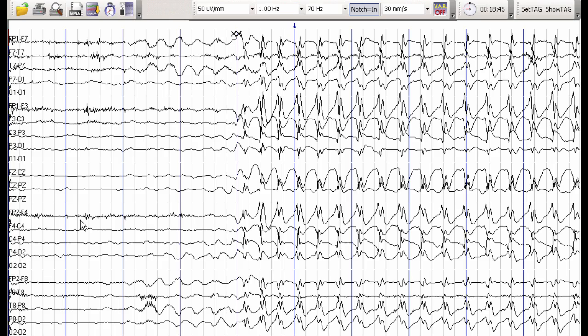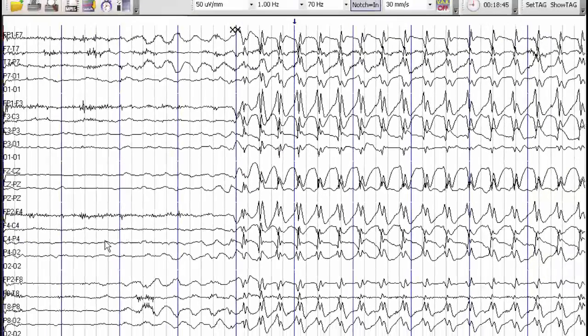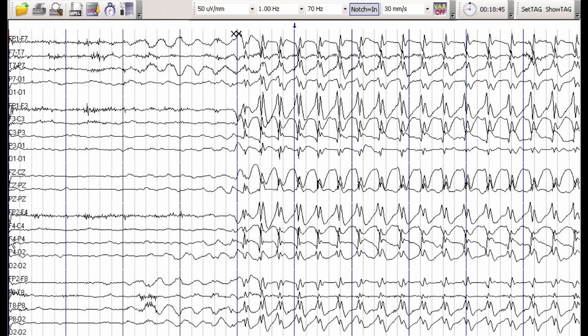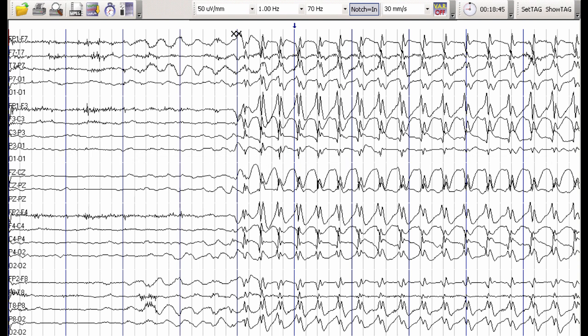You can see that these discharges come in runs. Initially, for the first second, the frequency is approximately 3.5 hertz or so. Gradually, as we move towards the end of the page, the frequency decreases slightly to between 2.5 and 3 hertz. These are 3 hertz generalized spike wave discharges, which are seen most commonly in childhood absence epilepsy, but can be seen in other types of seizure disorders as well.